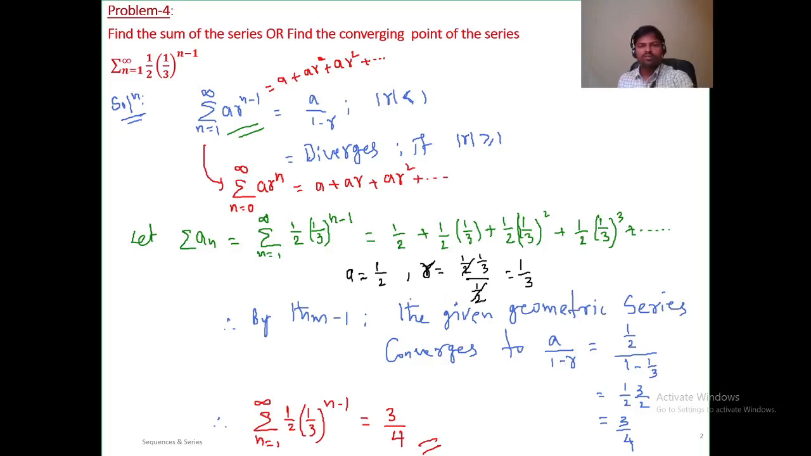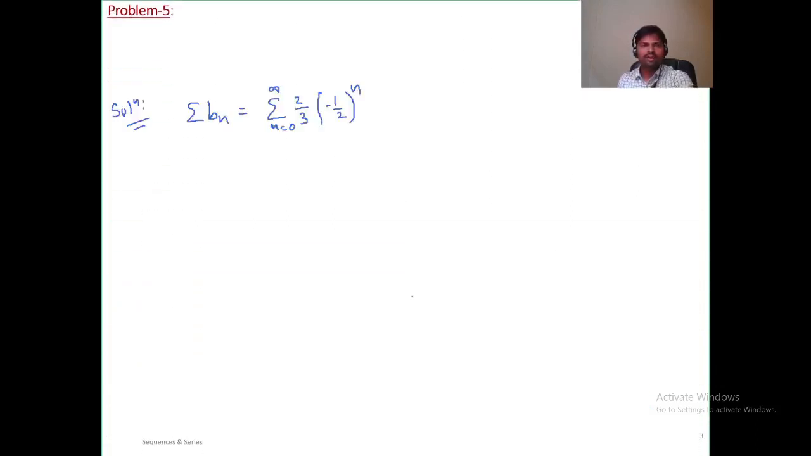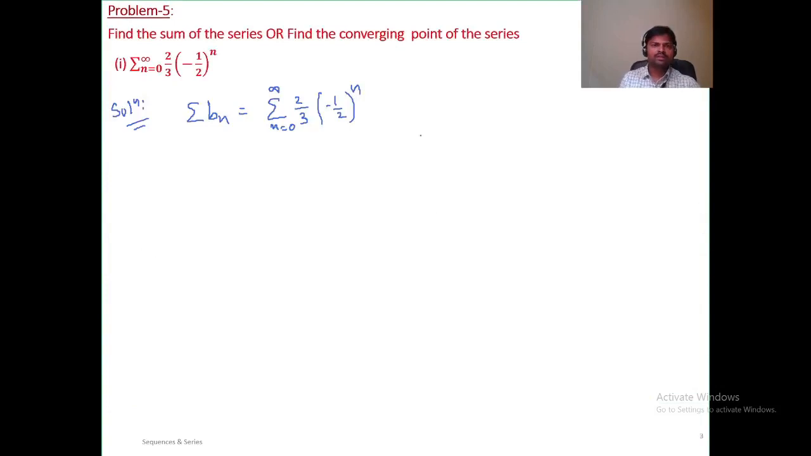Okay. For this problem, it is not exactly in that format, but you can express this one in that format also, or directly you can write what the terms are. If n is equal to 0, it is 2/3, plus. If n is equal to 1, it is 2/3 into minus 1 by 2, plus, if n is equal to 2, it is 2/3 into minus 1 by 2 power 2.